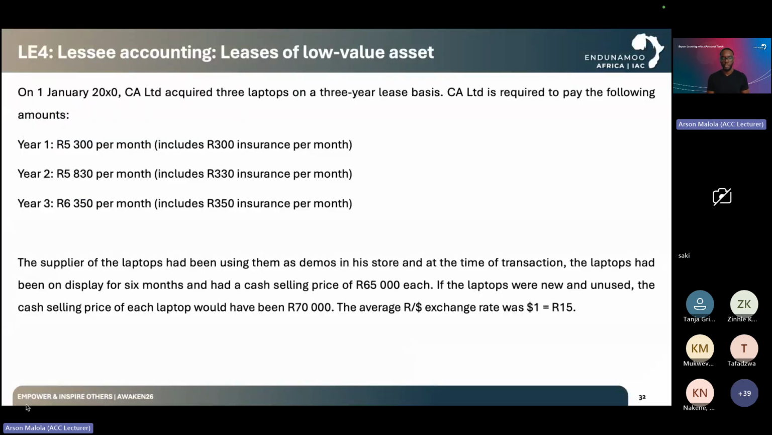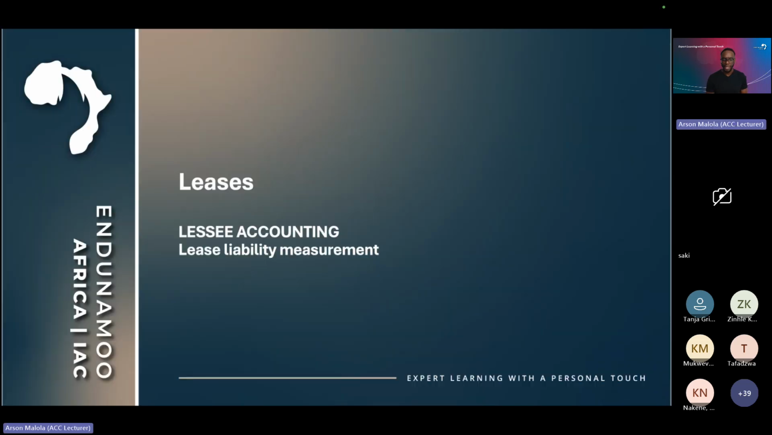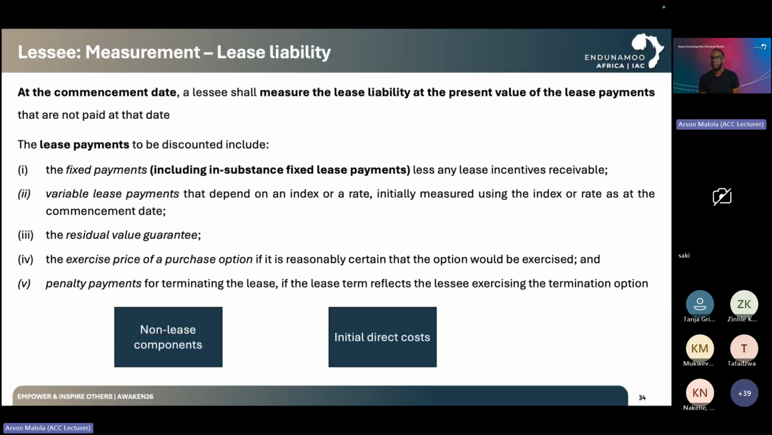Okay, I'm not going to go through the accounting for short-term or low value leases. It's ultimately operating lease type accounting, right? So recognize your lease expense on a straight line basis over the lease term. Okay. Now, when it comes to lessee accounting, go for it, Felicity.